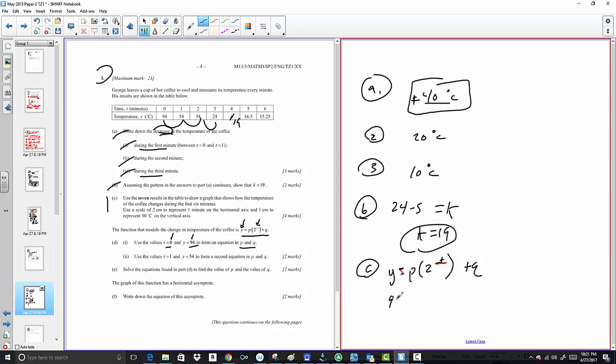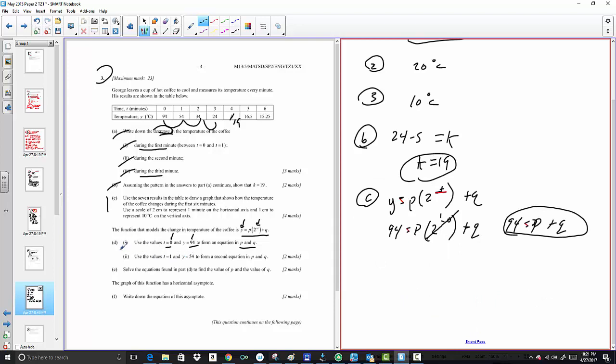So y is going to be 94. This is equal to p times 2 to the power of negative 0, plus q. Negative 0 is the same thing as 0. Anything to the power of 0 is 1. So that's really going to become 1, folks, right here. So really what I have here is 94 is equal to p plus q. That's really the equation that I have, okay?